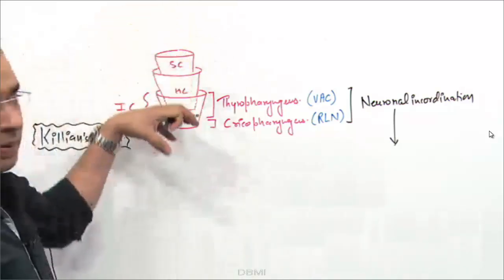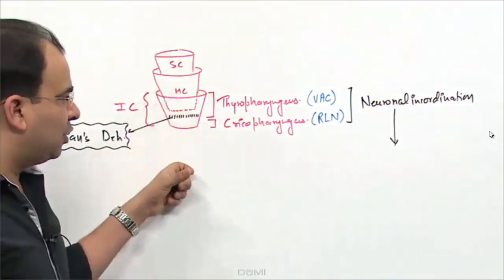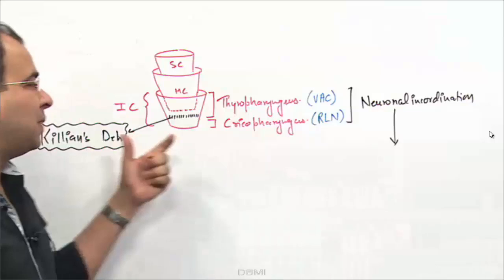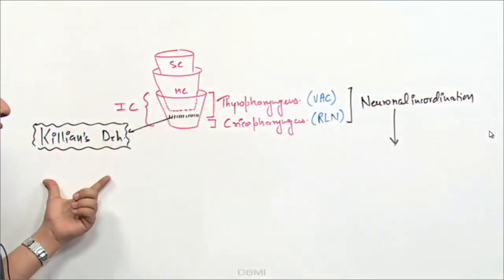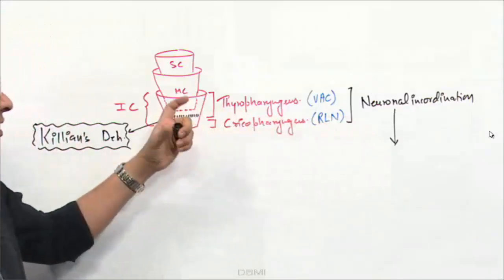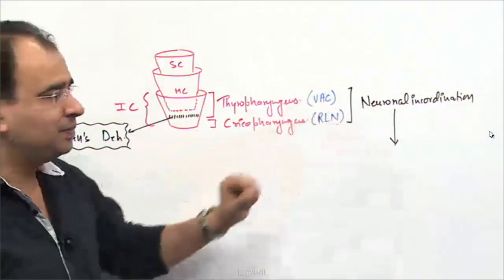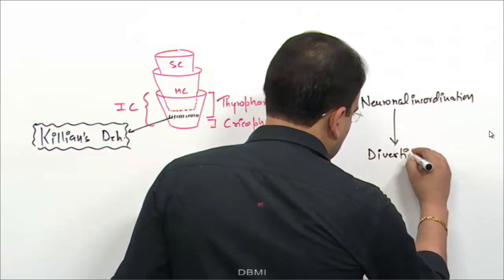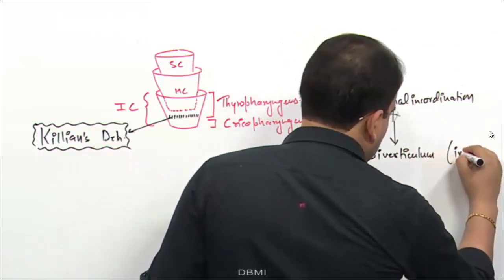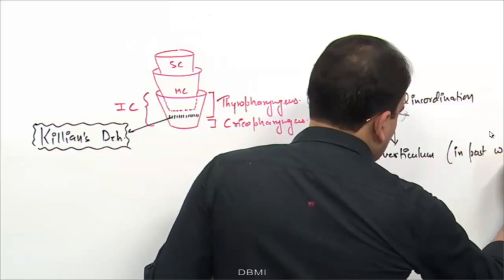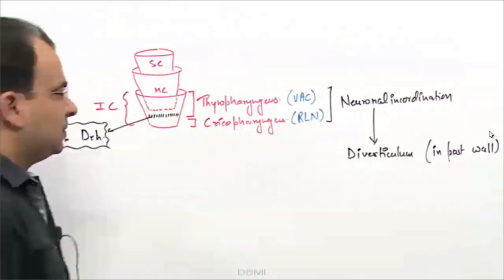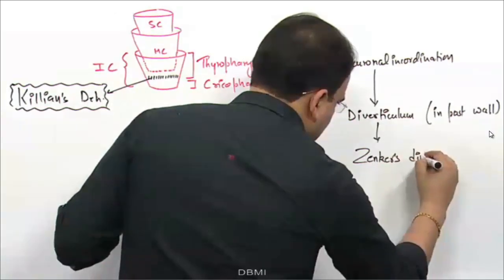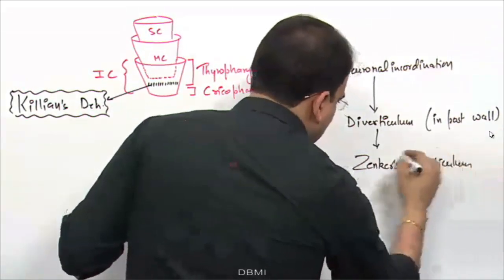So as I am saying, if the bolus is coming from above and not going through the cricopharyngeus, it will push the wall of the pharynx and come out from the weakest part. And what is the weakest part? The junction of thyro- and cricopharyngeus, that is Killian's dehiscence. So a neuronal incoordination between the thyro- and cricopharyngeus, because they are supplied by different nerves, can lead to a diverticulum in the posterior wall of the pharynx, and that is called Zenker's diverticulum.